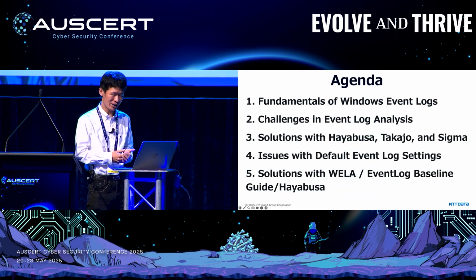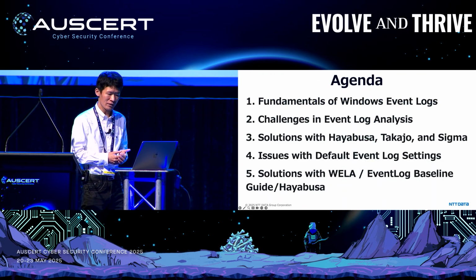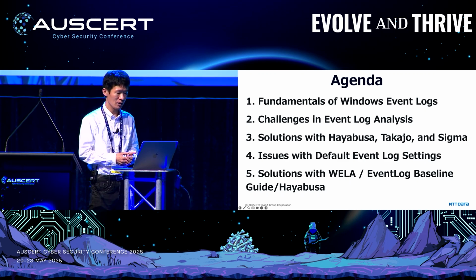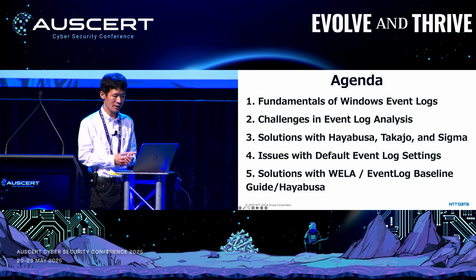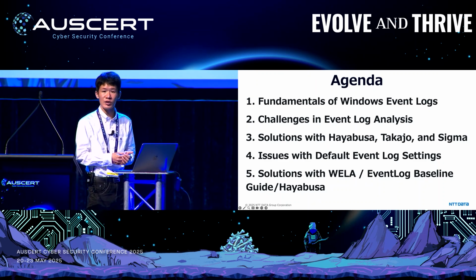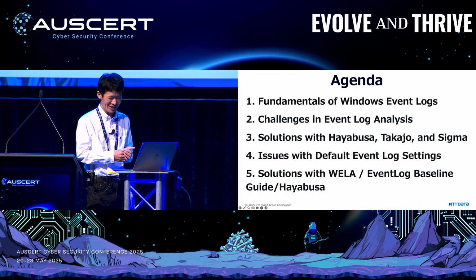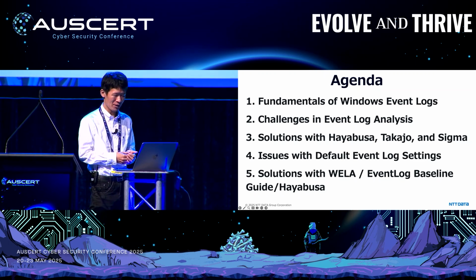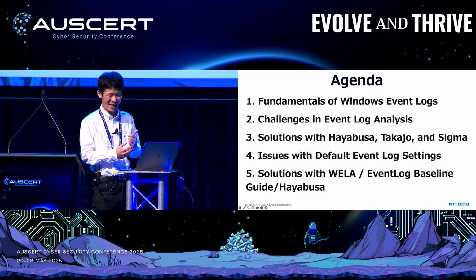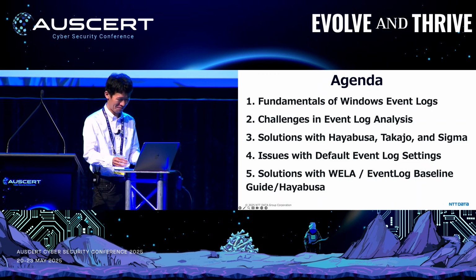This is the agenda. The first is fundamentals of Windows event logs. The second is the challenges in event log analysis. The third is solution with Hayabusa, Takajo, and Sigma. The fourth is issues with default event log settings. The fifth is solution with Weller and event log baseline guide and Hayabusa.